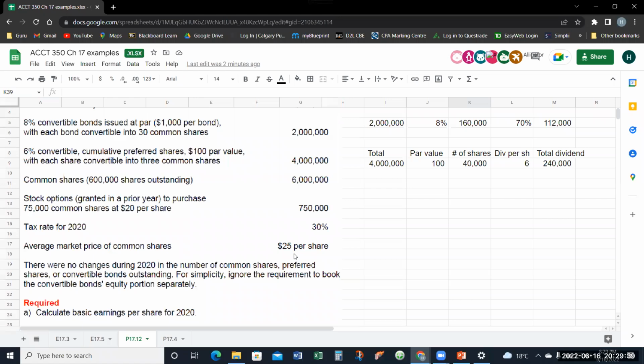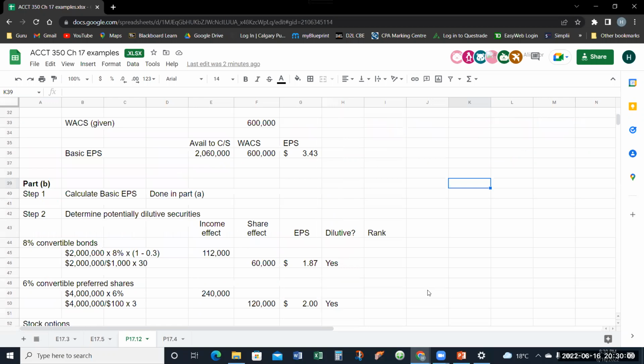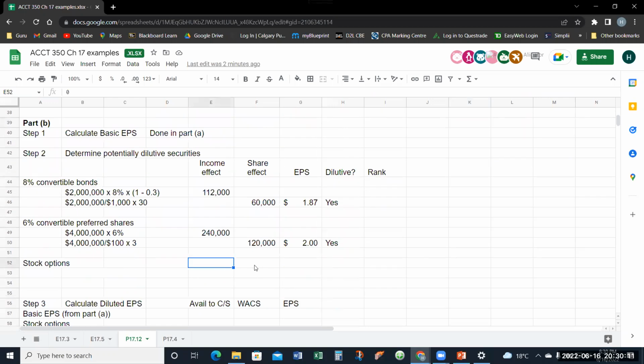Because these are call options, as long as the exercise price is less than the average market price, the option holders could have made money by exercising their options, buying shares at $20 from the company and selling them at $25 each, right? So they could have made some money there. So yes, they were in the money, which means the call options were dilutive, and we have to consider them. Now, the income effect for the options is always $0. So income effect for the stock options, 0.